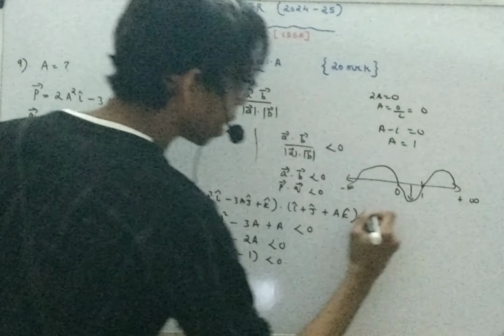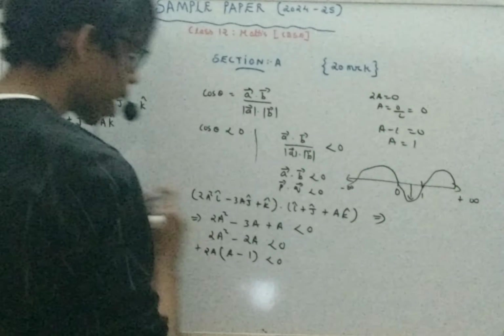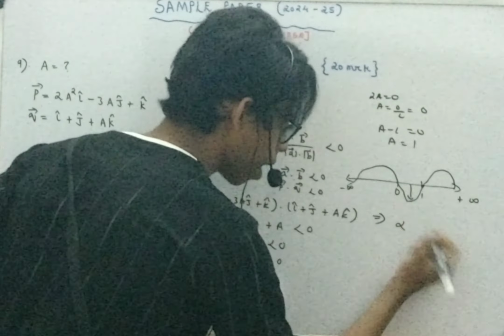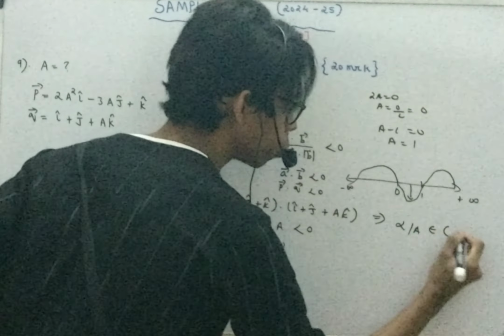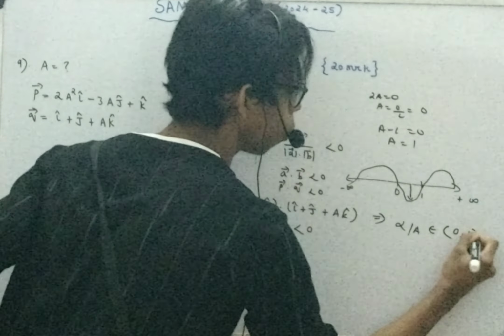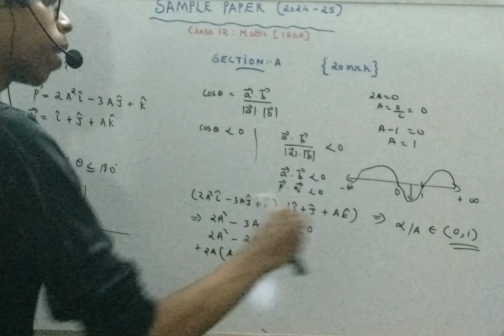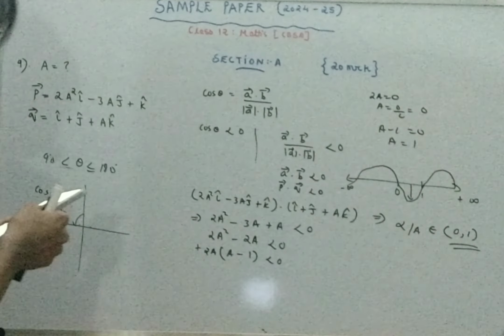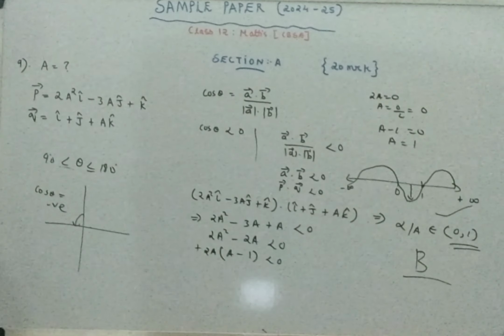So from here we can say that the value of a, in the question it is alpha, whatever it is, belongs to the interval 0 comma 1. So we can say that the value of alpha lies in the open interval 0 and 1. I hope it is clear.